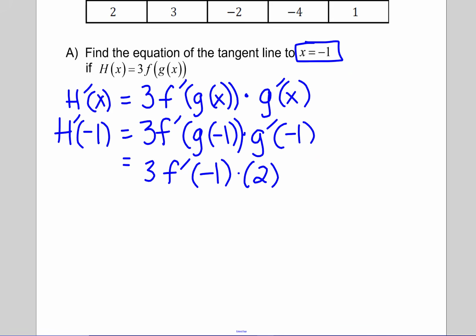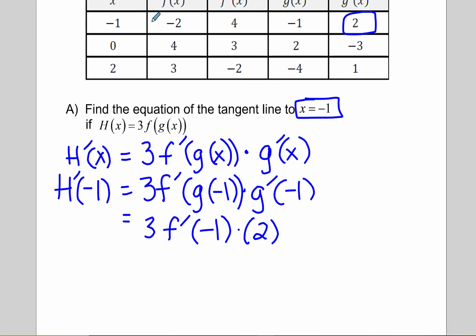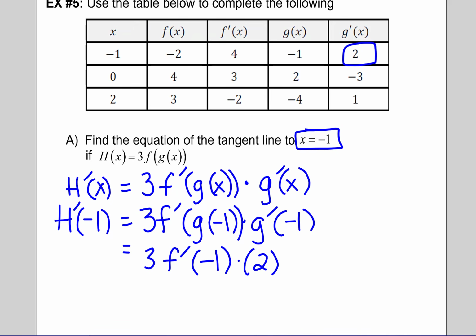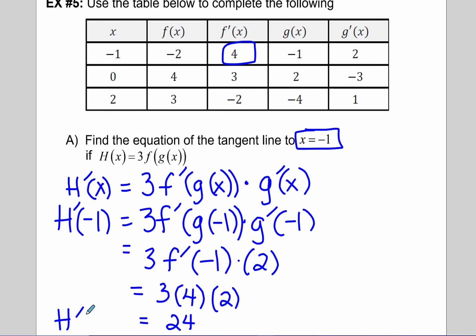And then the f prime of -1, we need a new number there. So the f prime of -1 looks like it's 4. So 3 times 4 times 2, which gives us a slope of 24. So the slope at -1 is 24. And to write the equation for any line, we need a point and a slope. That means I need to look at -1.